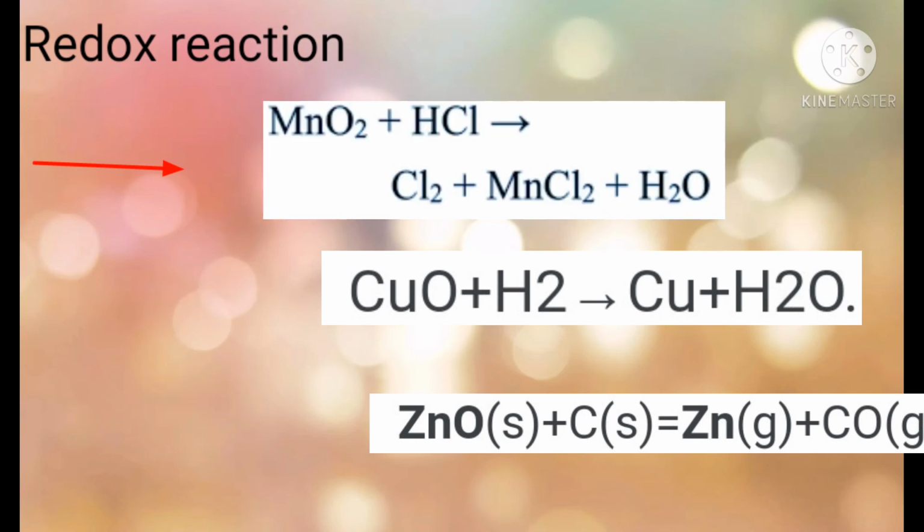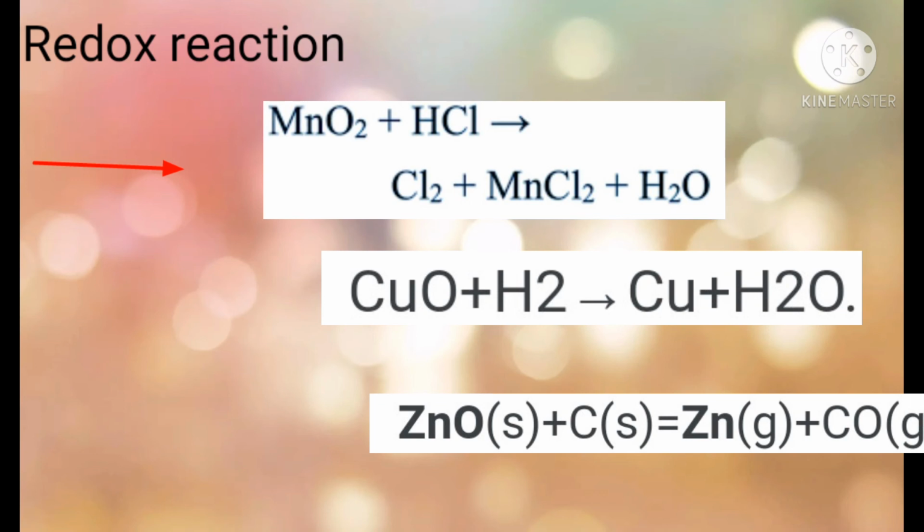The next example is manganese oxide with hydrochloric acid. Look on the right, manganese chloride, and left side manganese oxide. So on the right side, oxygen is missing from the manganese. So removal of oxygen is reduction. So manganese oxide is reduced to manganese chloride.